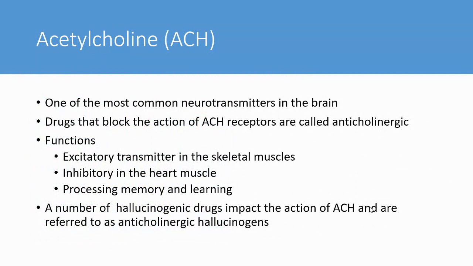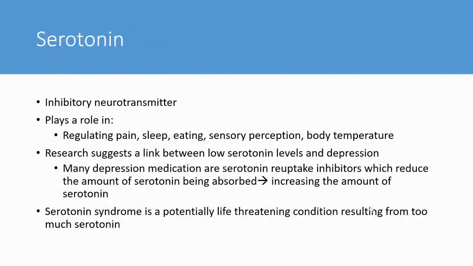This first one is ACH, acetylcholine. It's one of the most common neurotransmitters in the brain. Drugs that block the ACH neurotransmitters or receptors are called anticholinergic drugs. The function of ACH is an excitatory transmitter in the skeletal muscles, meaning it causes the skeletal muscles to contract and move. It's inhibitory in the heart muscle, so it relaxes the heart muscle. And it also has a role in processing memory and learning. A number of hallucinogenic drugs impact the action of ACH and are referred to as anticholinergic hallucinogens.